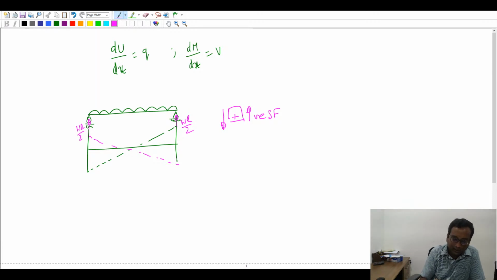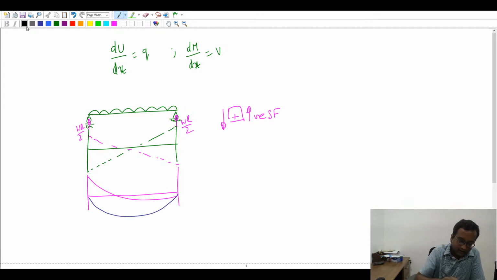Similarly, when the slope of the shear force is a constant, the bending moment diagram would be a parabolic curve. Okay, because dM by dx is the shear force, which is linear in x, so if you integrate it, it will be a quadratic function. Then immediately you have to think about how the parabola is. There are multiple options. It can be a parabola like this, like this, or like that. So there are various options here, right?